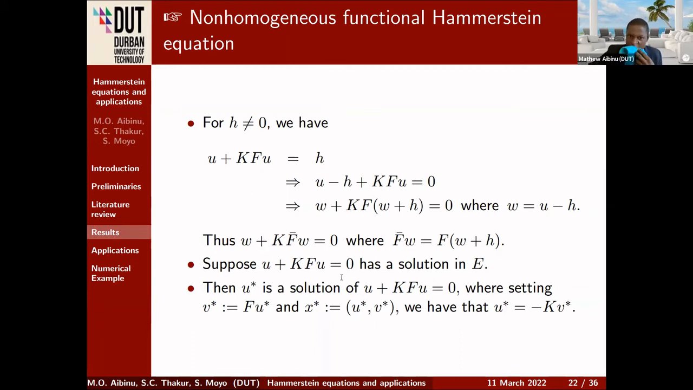Now suppose this Hammerstein equation in abstract form has a solution in E. Then U star is a solution of this Hammerstein equation, where phi star is equal to F of U star, and X star is simply U star comma phi star, because we recall that our X is simply E cross E star. Therefore, X star will simply be U star comma phi star, where this U star, the solution of this Hammerstein equation, is simply minus K phi star.